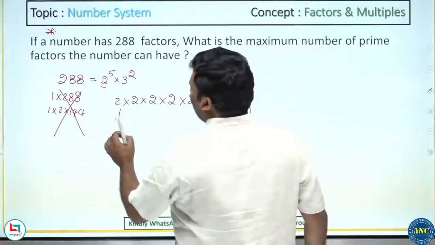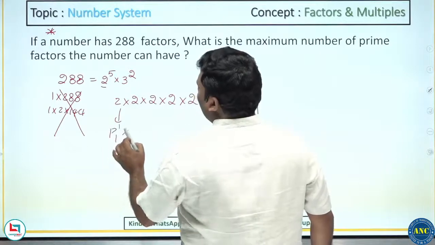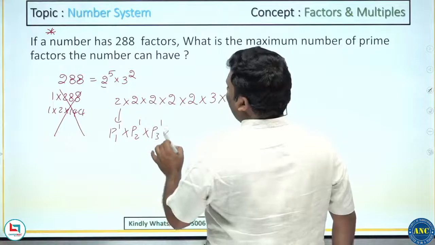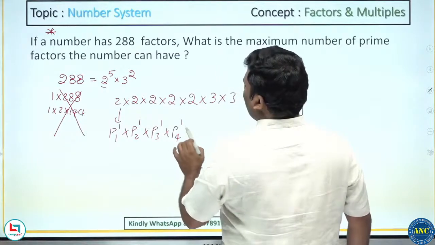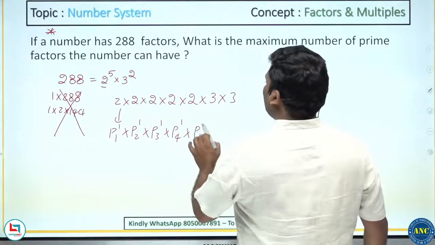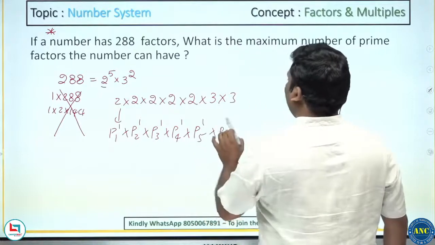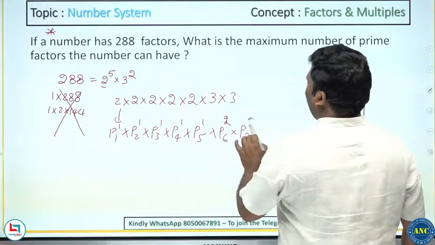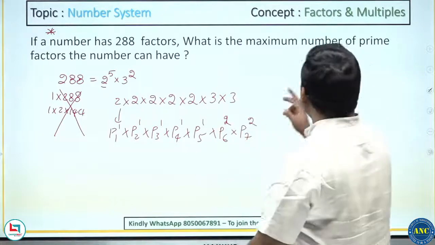If it is 2, the power will be 1. If it is 3, the power will be 2. Am I right? What is the question?